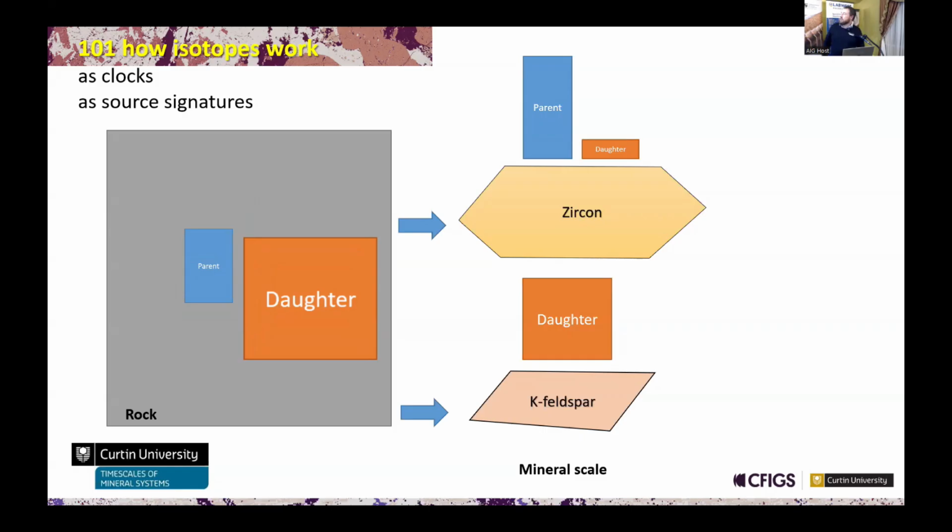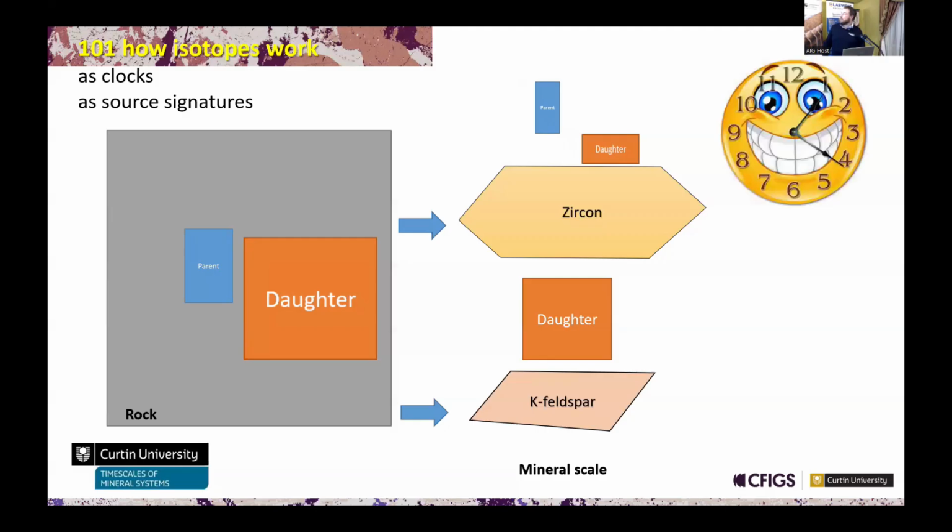Zircon, the geologist's best friend, is really good at that because it likes to take a lot of parent in at the start of its crystallization, but it hates its daughter product, i.e. lead. So that means over time, we've got a really great clock. That's awesome. Okay, so we get a big smiley face for that. We've got a clock in our rock.